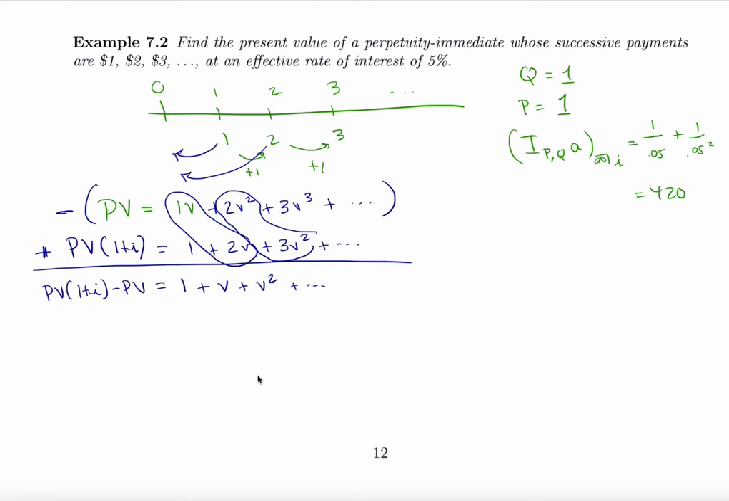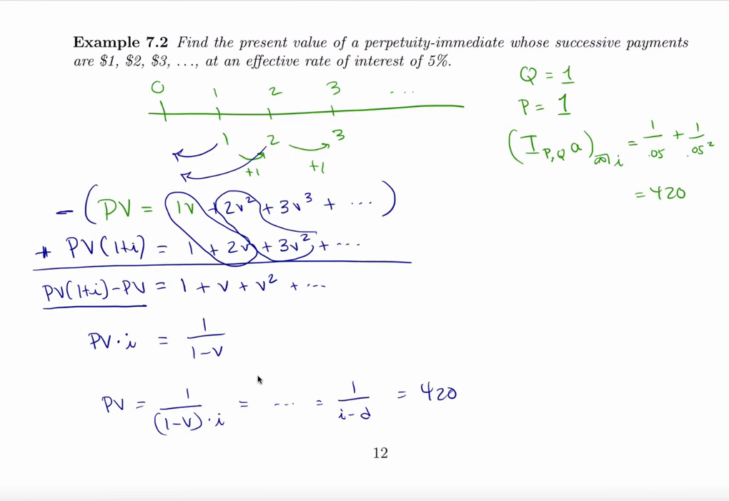So notice now I have a geometric series. The left side, this PV(1 plus i) minus PV, is really just the present value times i. And the geometric series formula is 1 over 1 minus v, because it's infinite. And so now I know my present value is 1 divided by (1 minus v) times i. And you can simplify that if you want. If you do a couple steps, you can get 1 over i times d, and you get 420.